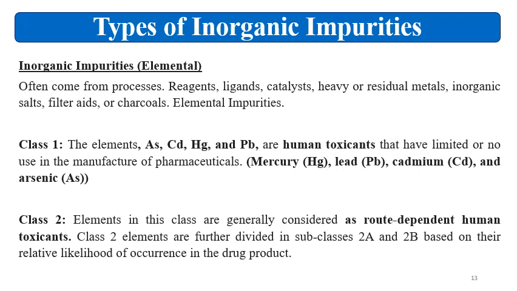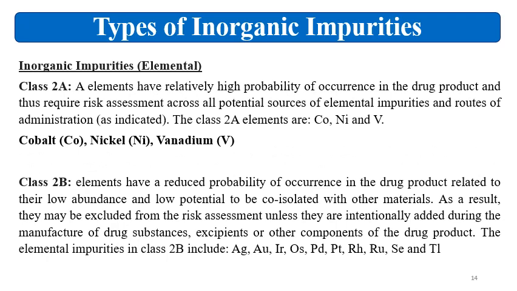Then class 2. These are generally considered as route-dependent human toxicants. Class 2 elements are divided into class 2A and 2B depending on their relative likelihood or abundance in the drug product. Class 2A are cobalt, nickel and vanadium, and class 2B have reduced probability of occurrence, and the elemental impurities include Ag, Au, Ir, Os, Pd, Pt, Rh, Ru, selenium and Tl.